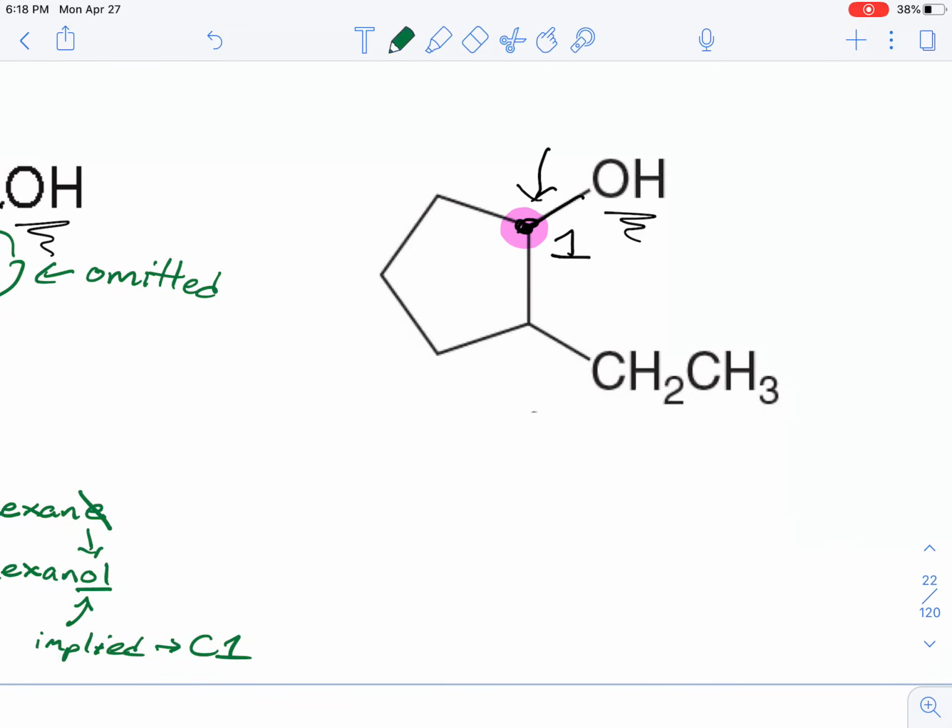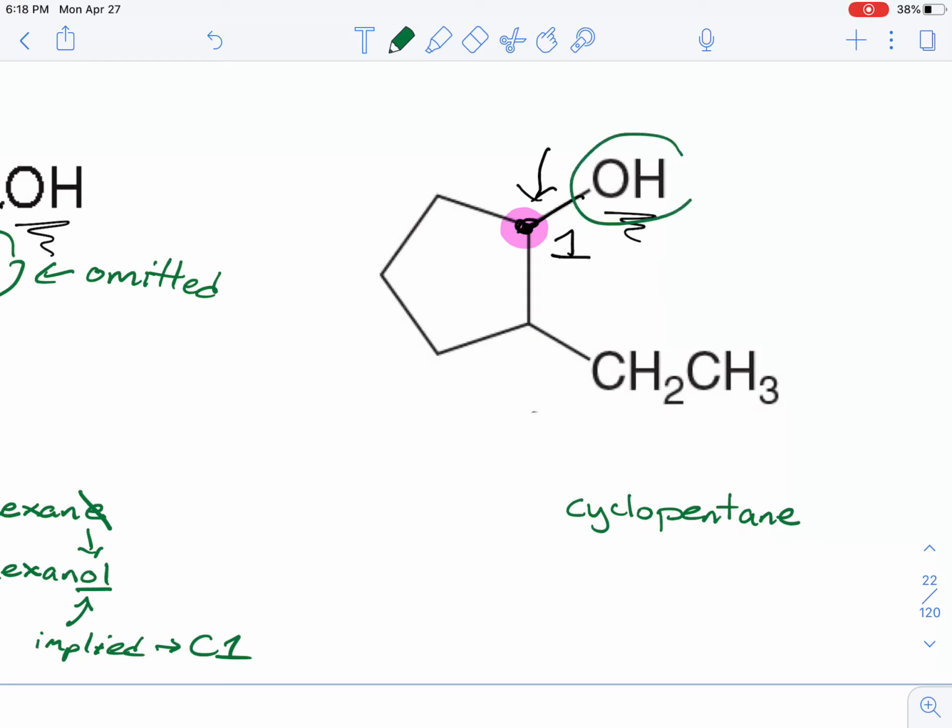And so here we have carbon 1. So we have 1, 2, 3, 4, 5. So we have a 5-carbon ring. So we're going to go ahead and use cyclopent. And since there's no double bond or triple bond in the ring, we're going to say cyclopentane.